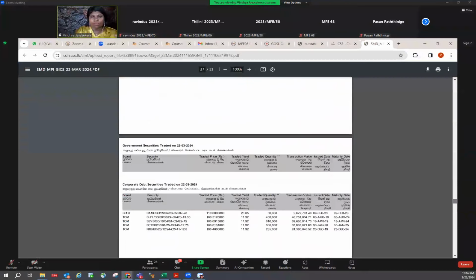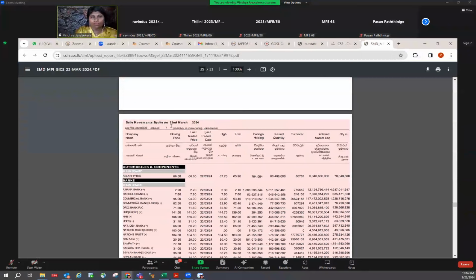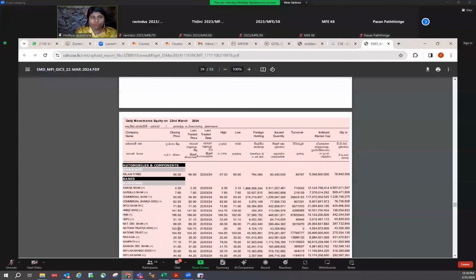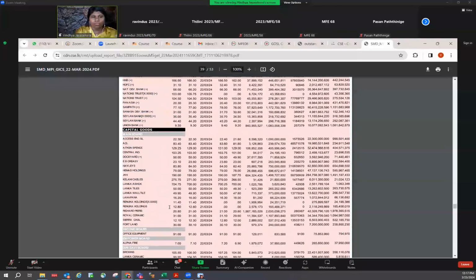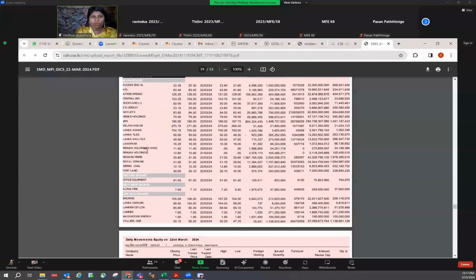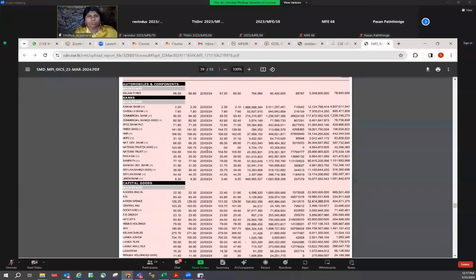This pink section is where all the share prices on the 22nd of March are, and you use the closing price. You can't use the highs and the lows. You decide what shares you want to buy. You want to buy HND, you want to buy John Keells, right? Renuka Holdings, whatever shares that you want to buy. You use the closing price, and based on the closing price, you buy the shares that you want to.